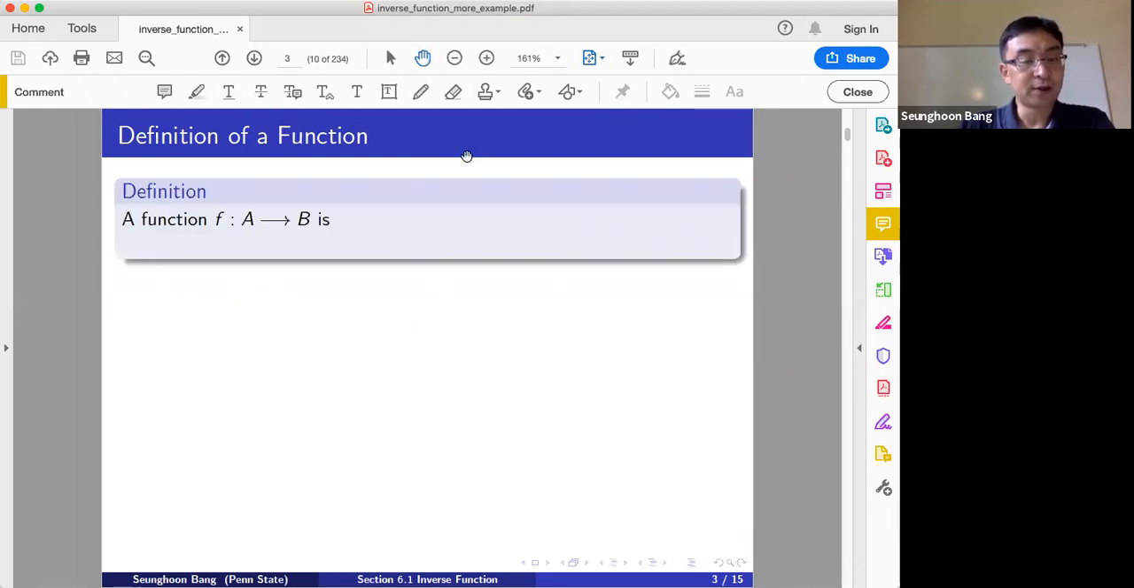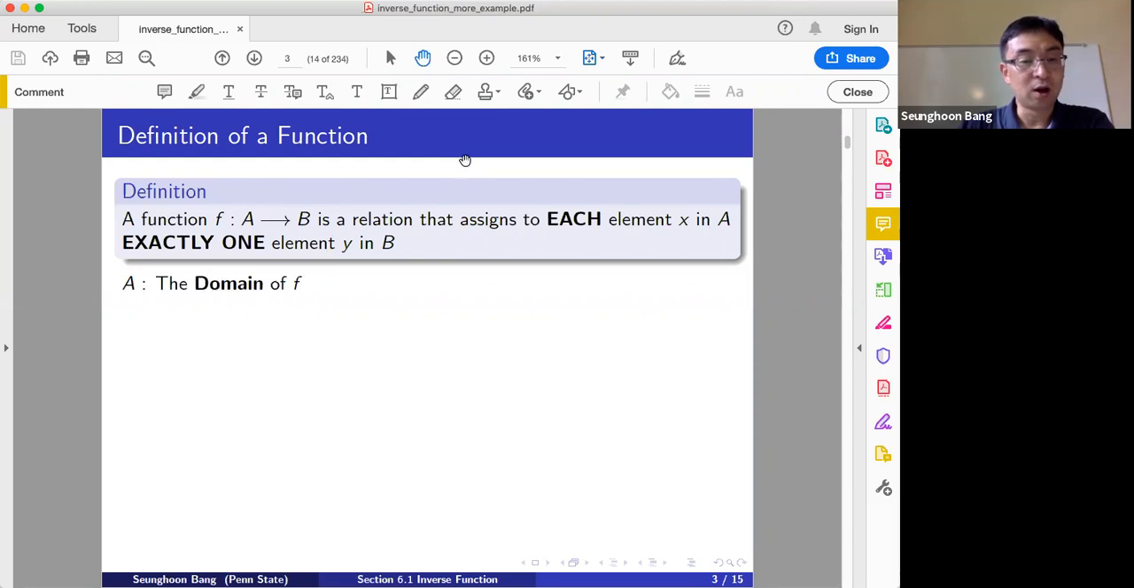The function f from A to B is a relation that assigns to each element x in A exactly one element in B. We call A the domain of f, and B the codomain of f. f(A) is the set of all function values f(x) such that x is in the domain A. We call it the range of f.